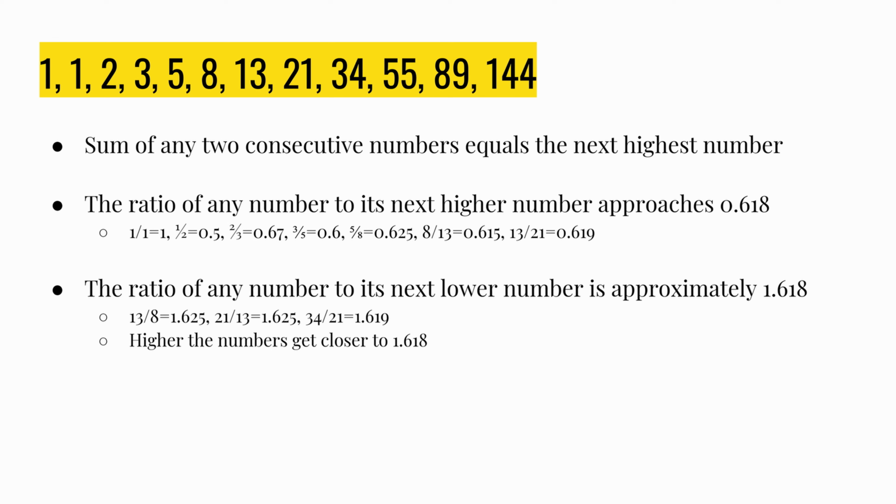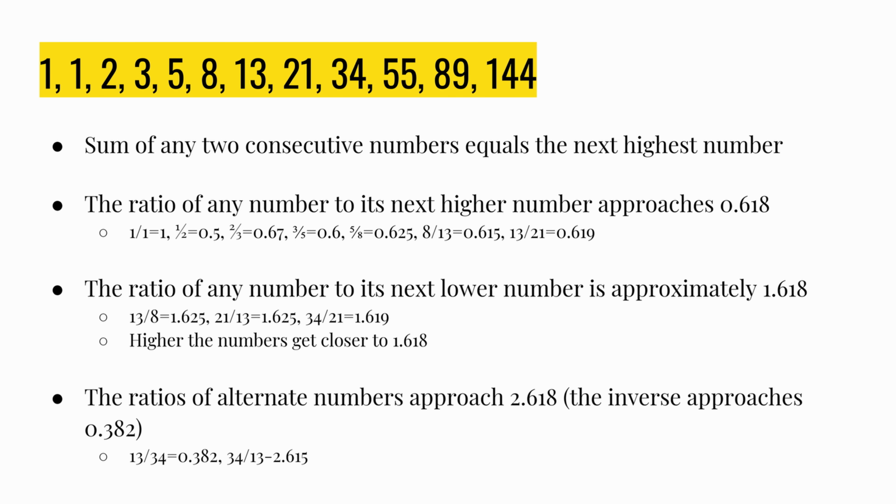21 divided by 13 is equal to 1.625. Once again, as we go further down the line, it gets closer to 1.618. For instance, 34 divided by 21 equals 1.619, which is closer to 1.618 than 1.625. Finally, the ratio of alternate numbers approaches 2.618, while the inverse approaches 0.382. For example, 13 divided by 34 is 0.382, while 34 divided by 13 is 2.615.